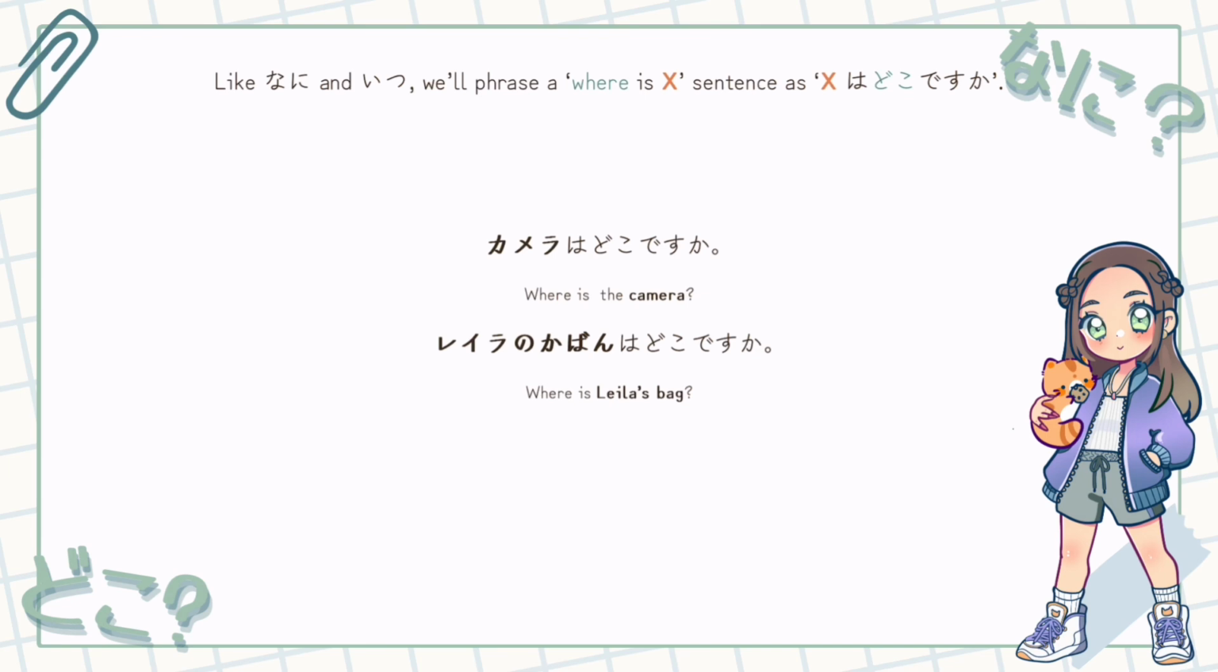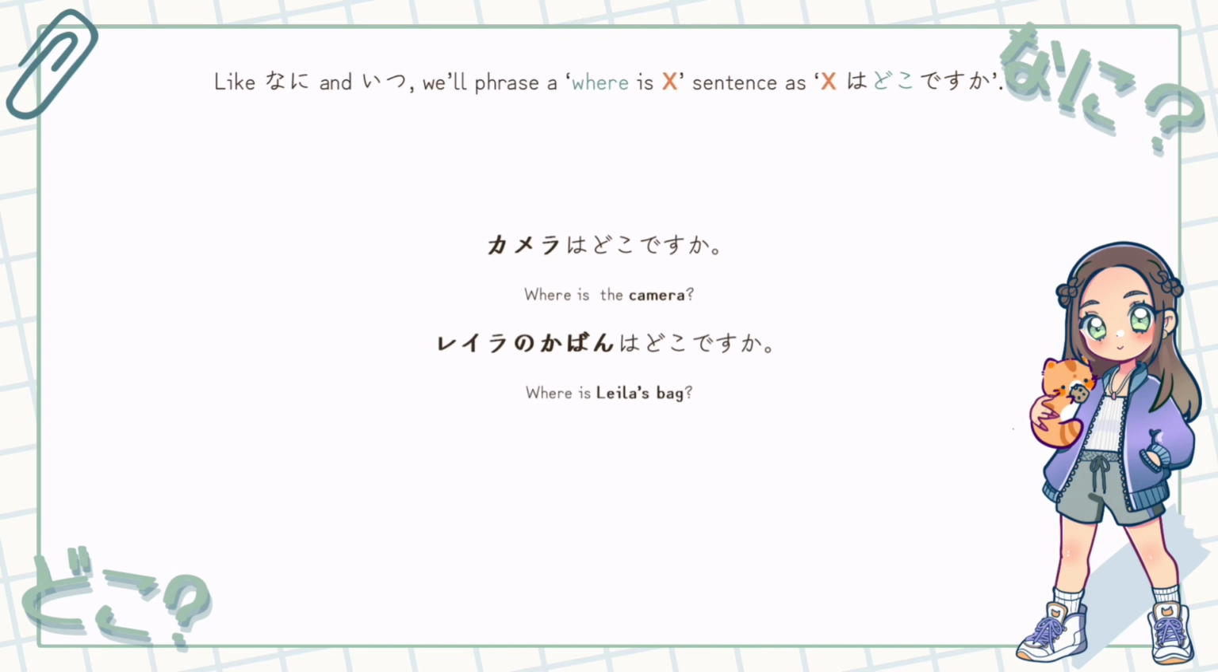We'll phrase a "where is X" sentence as X wa doko desu ka? So for example, if I wanted to ask where is the camera, I would say kamera wa doko desu ka? X is the noun that we're talking about, in this case camera. Kamera wa doko desu ka?